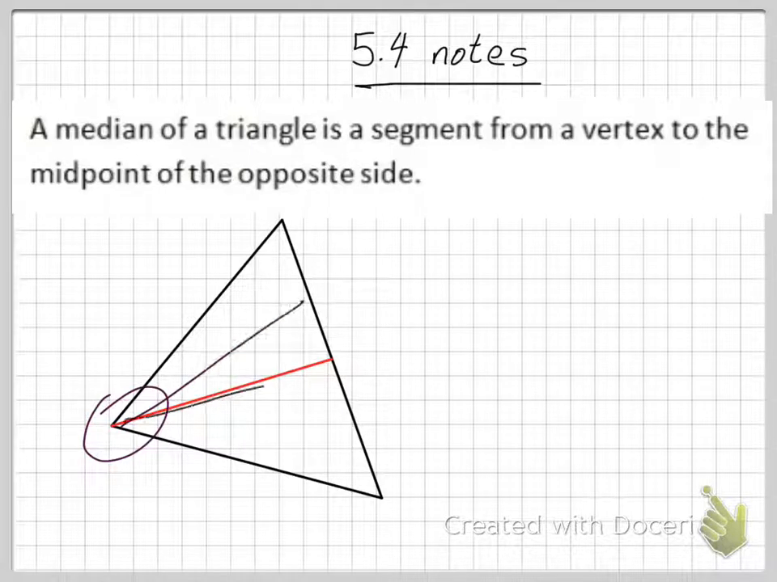So it goes to the opposite side, but not just anywhere, okay? So that would be wrong. It has to go to the midpoint, the middle of the opposite side, okay? So it bisects the other side.